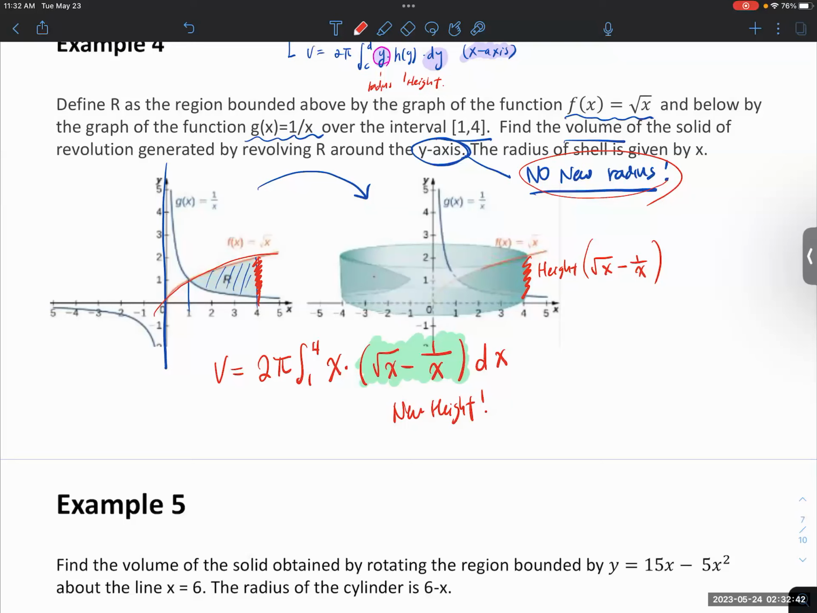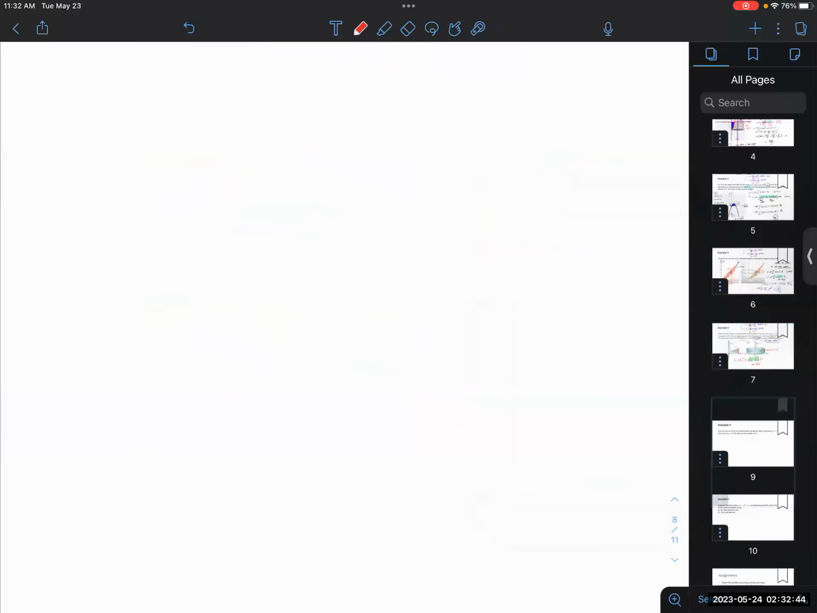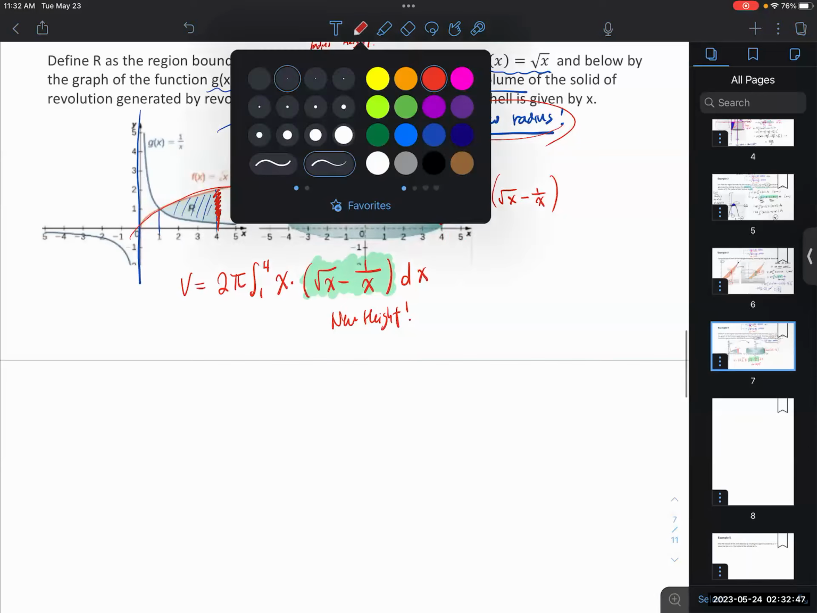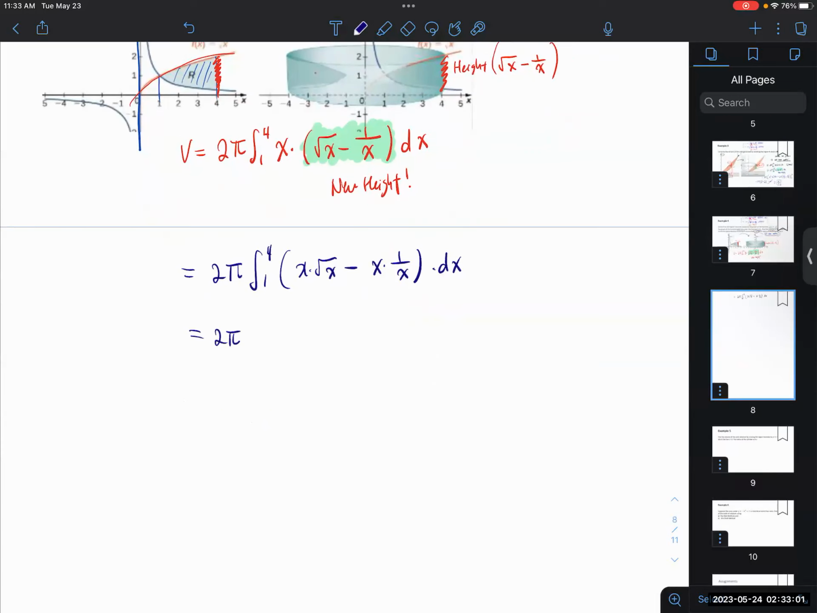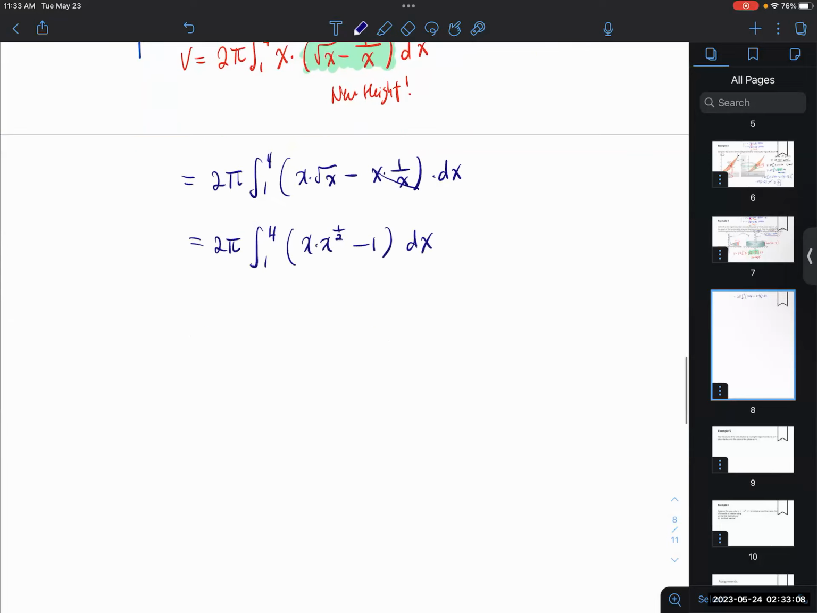Beautiful. So let's take a look at this question. Based on this equation, we can solve for the volume. So V equals 2π, integral from 1 to 4. I'm going to expand it: x times the radical x minus x times 1 over x, dx. That means x times x to the 1/2 cancel, minus 1, dx. Keep going: 2π, integral from 1 to 4, of x to the 3/2 minus 1.